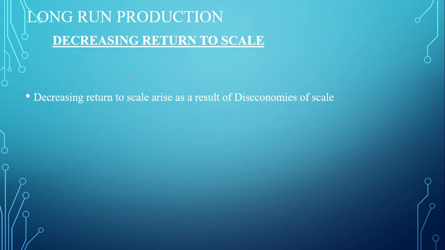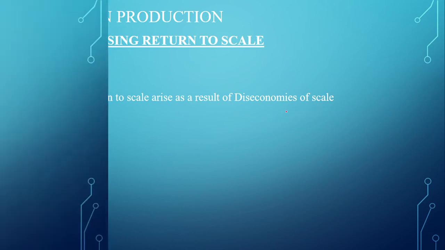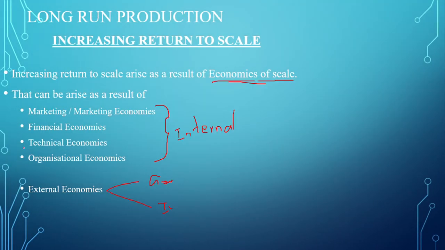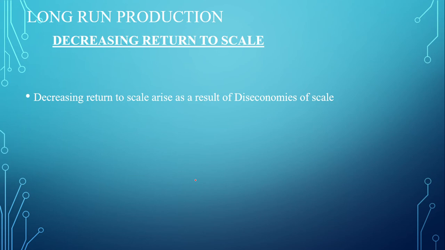Sorry. So now we are going to talk about decreasing return to scale. Decreasing return to scale arises as a result of diseconomies of scale. Here we discussed some positive sides of these things. If there are any drawbacks in this, that is definitely known as diseconomies of scale. Clear? So that is more than enough.